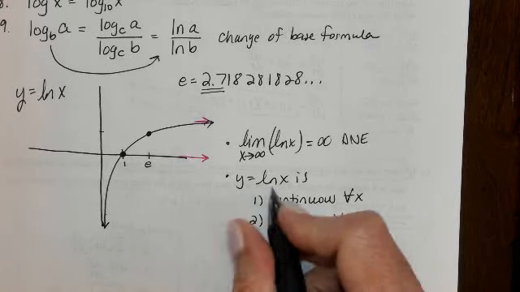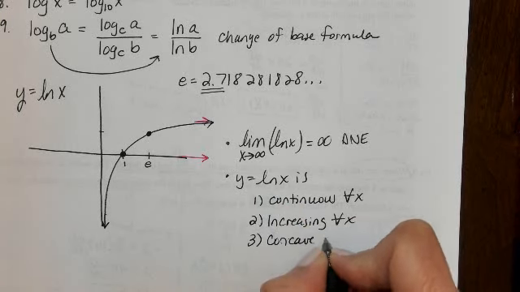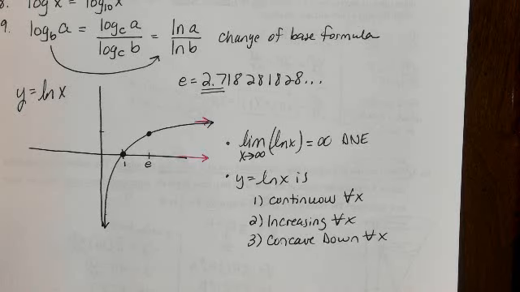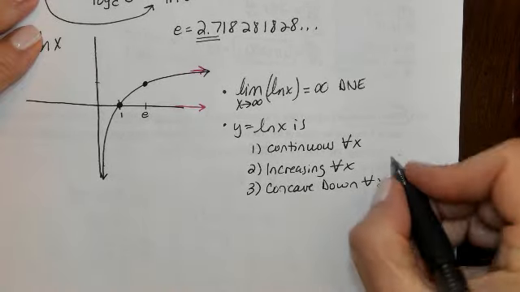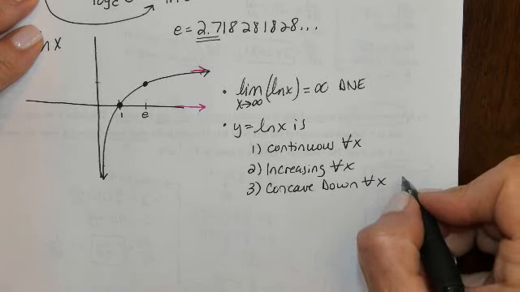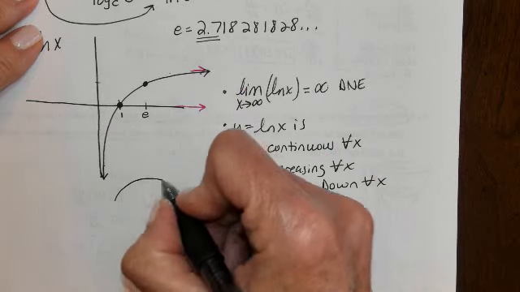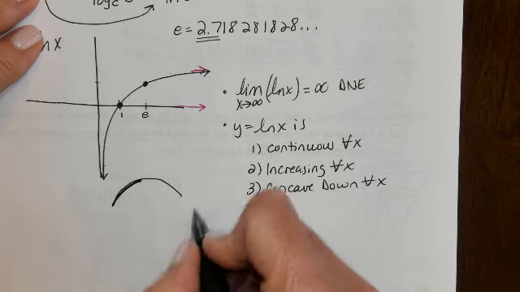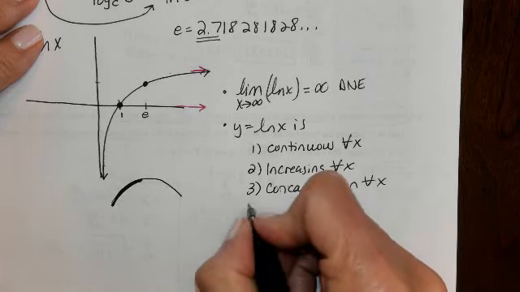Number 3, this graph is concave down for all x. We're going to talk more about that next unit, I believe. But concave down is like a frown. So it's like a frown or part of a frown. Do you agree that this would be like part of a frown? If we were drawing a frown, it would look like that. Concave down has to be either all of it or part of it. Okay? We'll talk more about that later.